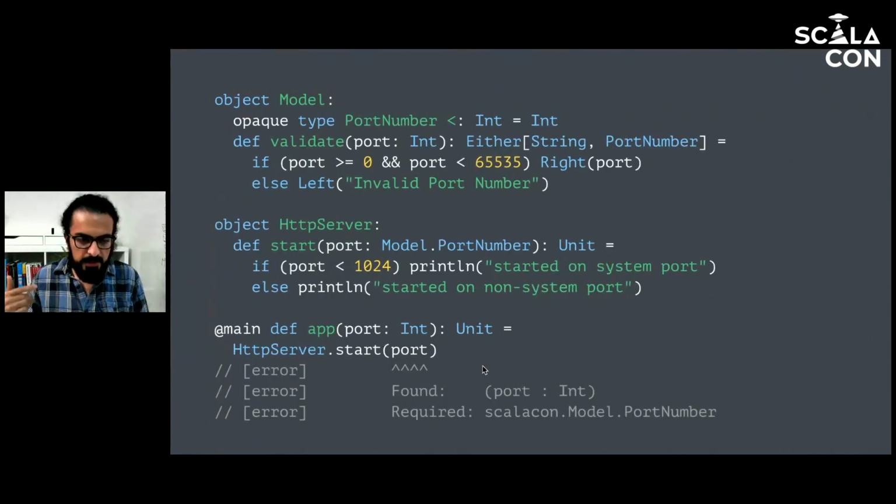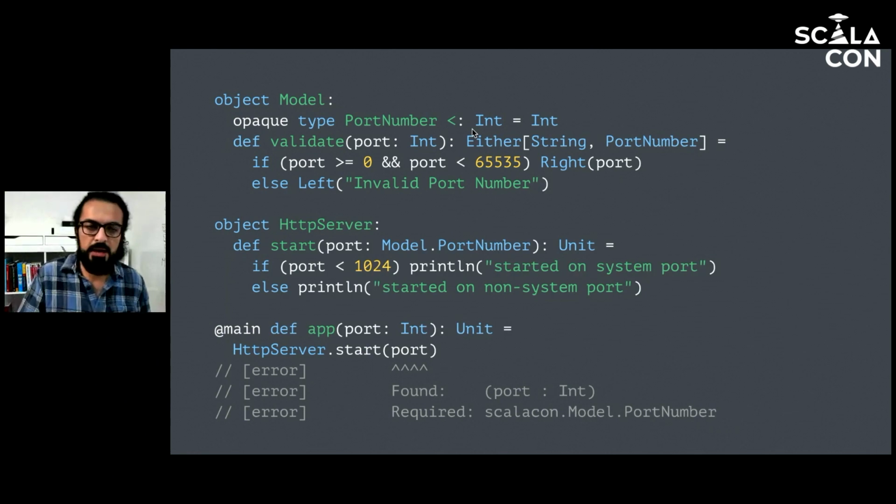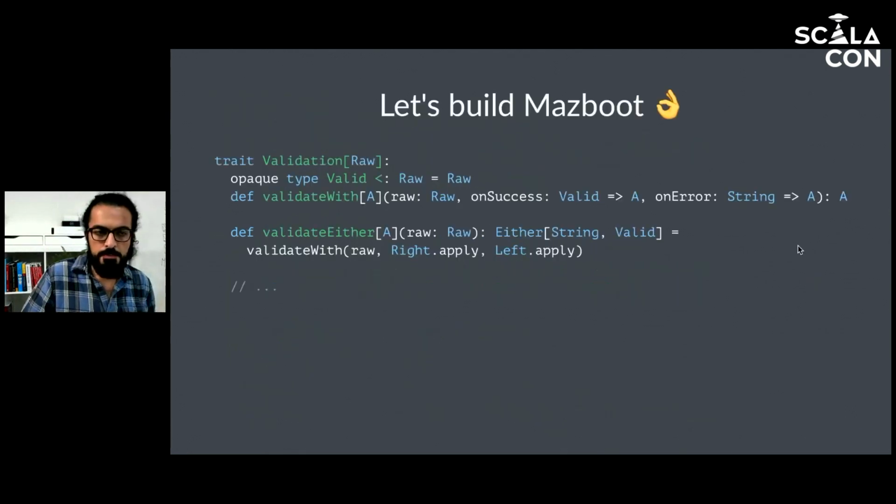If we roll back the previous implementation where we were trying to pass an int directly without validation, that will not compile, because the bound only works one way. Port is an int, not the other way around. Okay, so this trick, opaque types and the bounds, is really the core of the library. Let's take this idea and make it a bit more generic and reusable so we can define hundreds of types without really writing that much code.